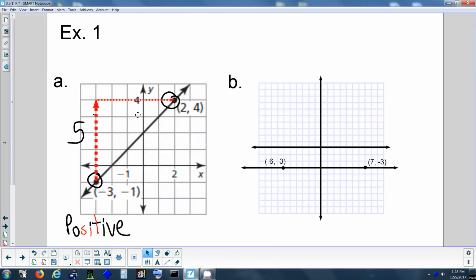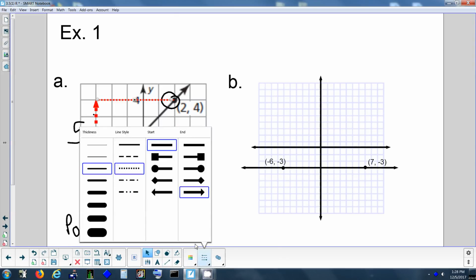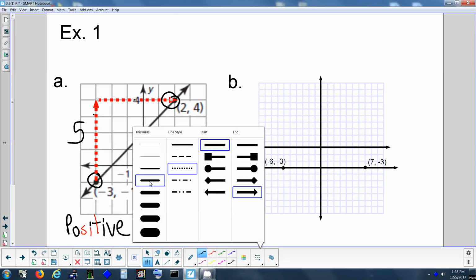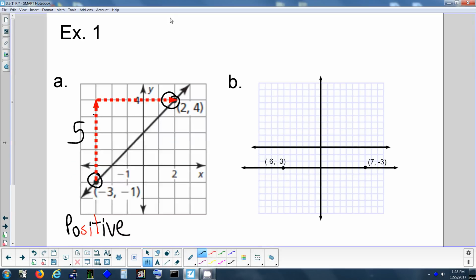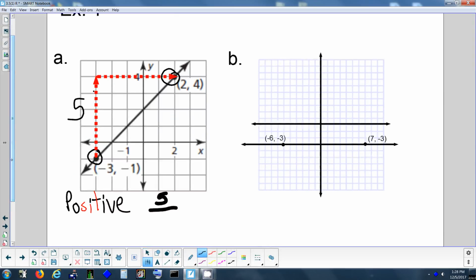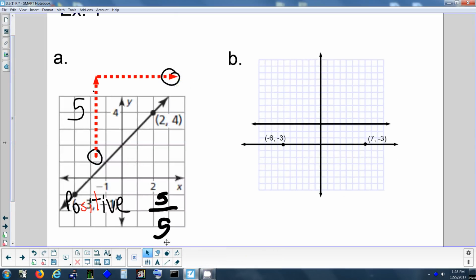All right, so I went up 5. So I'm going to go down here and write the number 5. Now, I'm going to count to the right however many lines it takes me to get to whatever the other coordinate is. 1, 2, 3, 4, 5. I got a 5. I'm going to put it over 5.